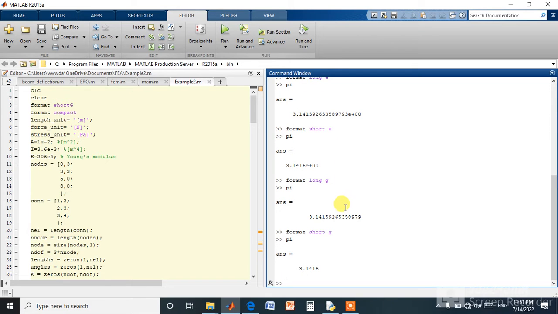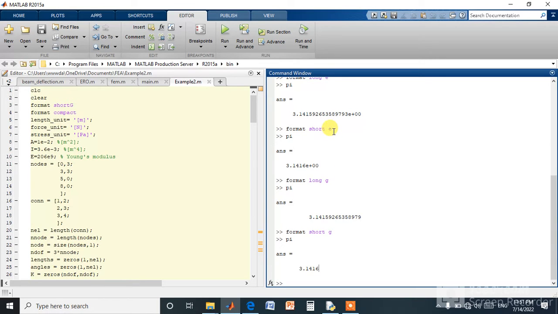Now, what's the difference between the short G and the long G? If you look, the long G has 15 significant digits, while the short G has 5 significant digits approximated. So whenever you use long, it will always produce longer numbers with more digits. Whenever you use short, it will produce a shorter number with fewer digits.